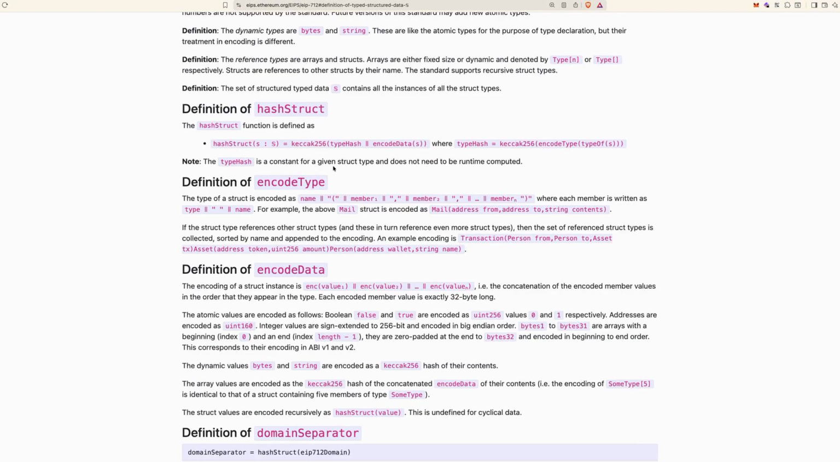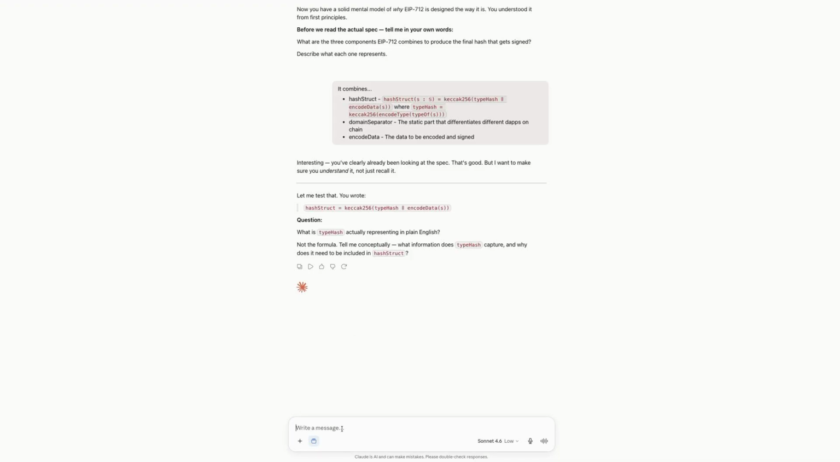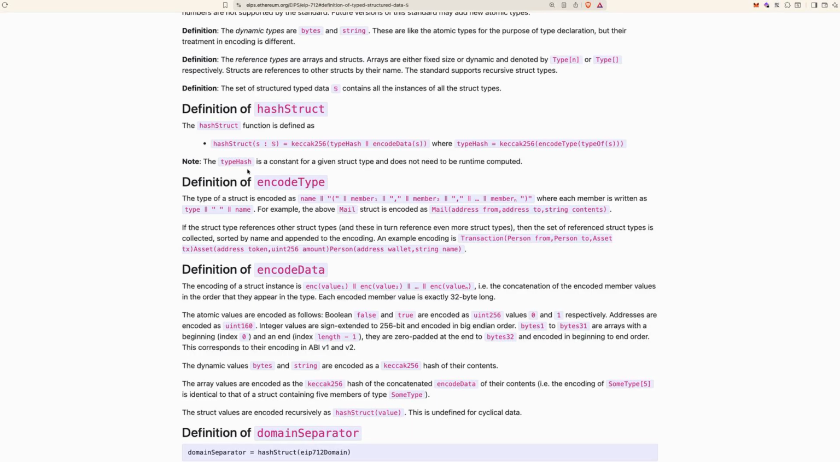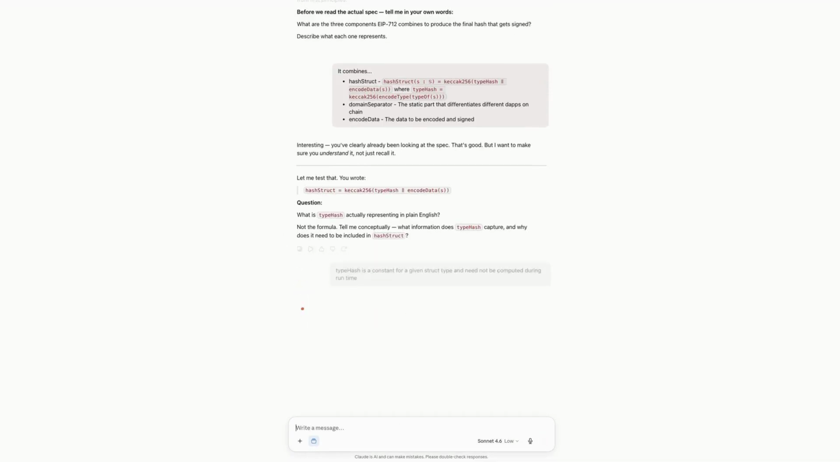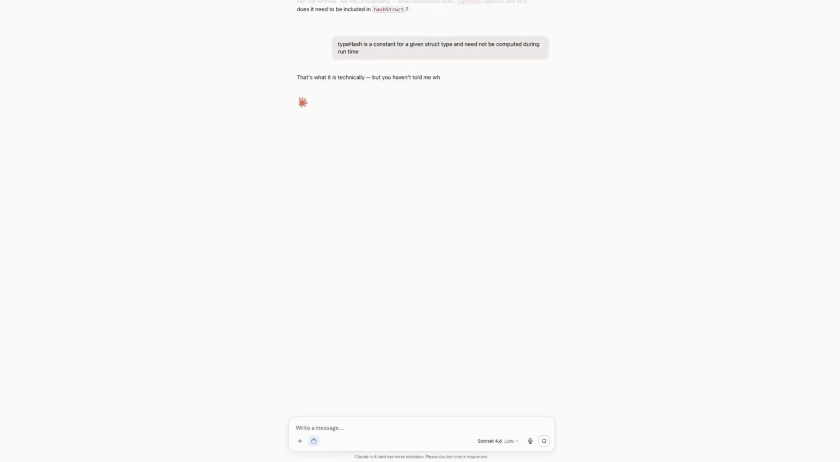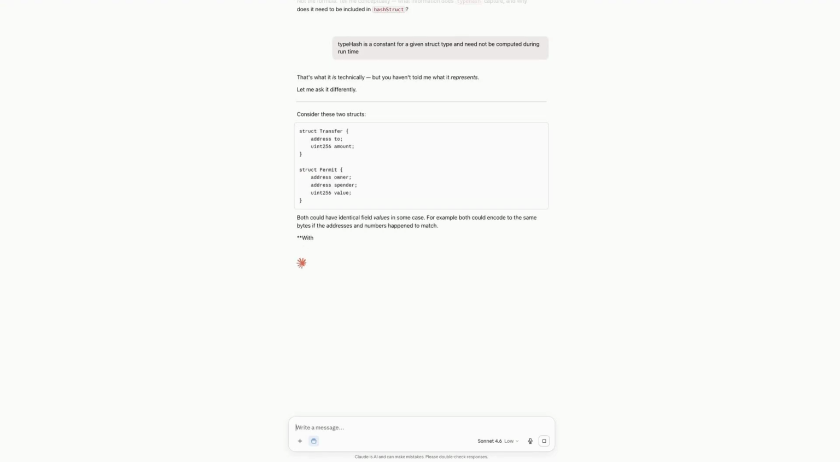TypeHash is a constant for a given struct type and does not need to be runtime computed. Okay. So typeHash is a constant for a given struct type and need not be computed during runtime. But you haven't told me what it represents.